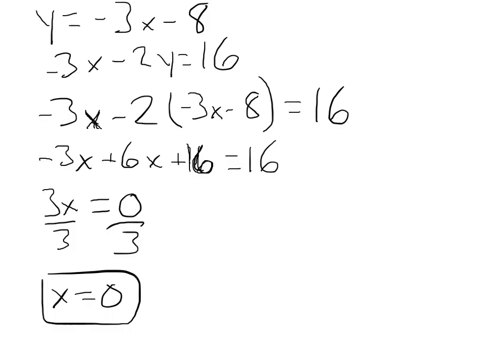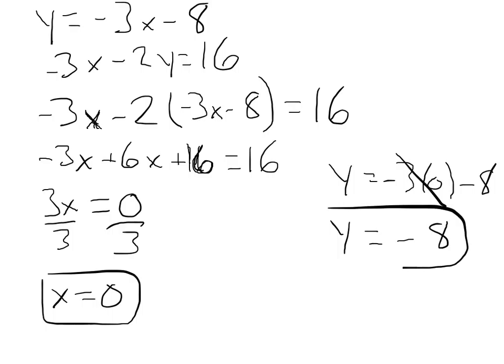And then the other step is just to plug in 0 for x in either one of the equations. I'm just going to take the easiest one, which is y equals negative 3x minus 8. So it will look like y equals negative 3 times 0, minus 8. And then you'll know that anything multiplied by 0 is just 0, so that would just cancel out. And we're just left with y equals negative 8. So we have the x and y values, and the final answer will look like 0, comma, negative 8.